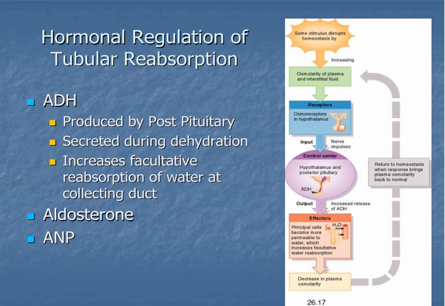Now tubular reabsorption at the point of the collecting duct is regulated by several hormones, including ADH, or antidiuretic hormone. And ADH is probably the most important hormone and the one that you need to know. ADH is produced by the posterior pituitary, and it's secreted in times of dehydration. That is, when the blood's osmolality is higher than normal because we have less water in there. And what it does is increase the facultative reabsorption of water at the collecting duct.